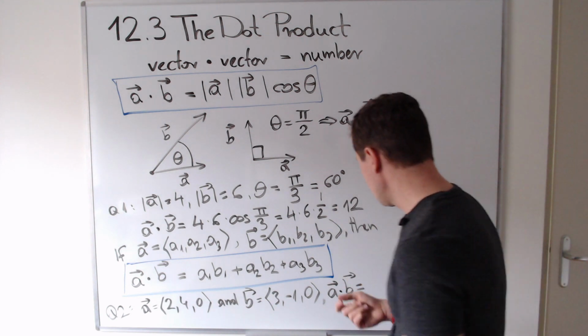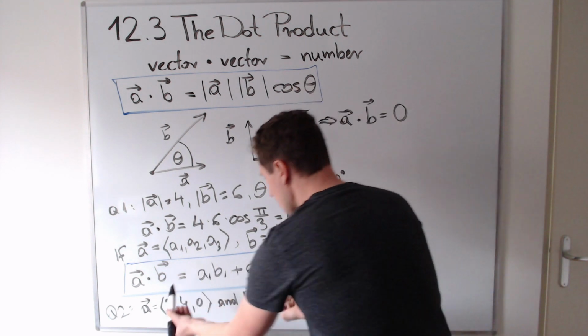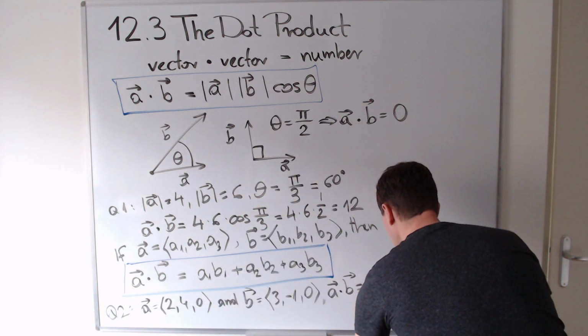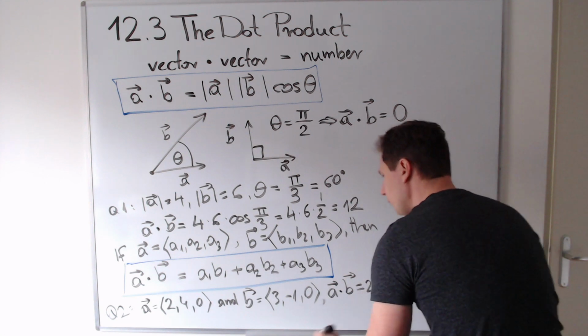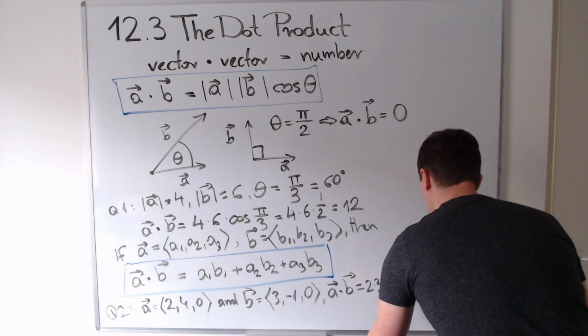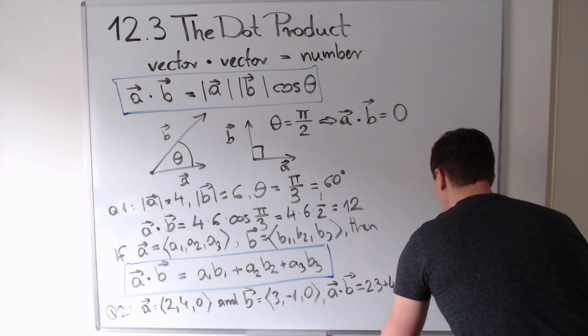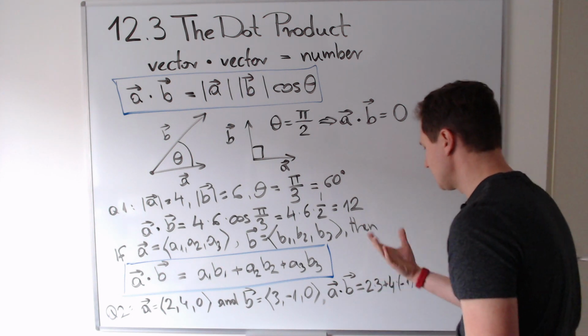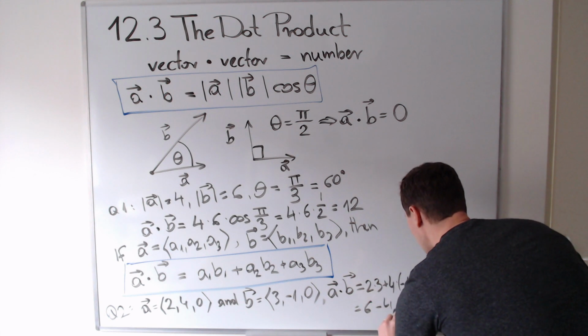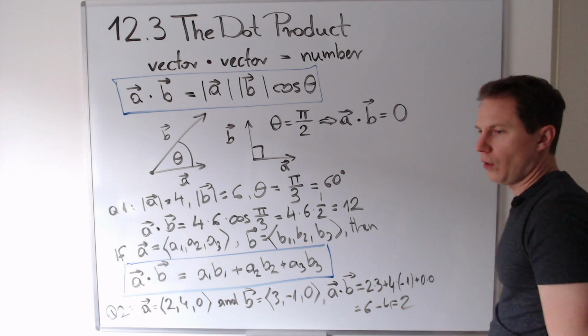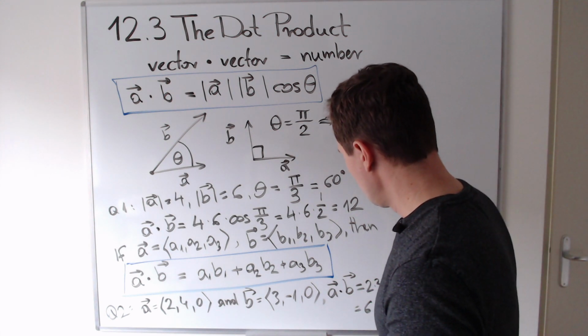Okay, I hope you paused it. All we have to do is just take the first components and multiply them. So 2 times 3, add to that the product of the second components, 4 times minus 1, and add to that the product of the third components, that's 0 times 0. So I get 6 minus 4, which is 2 for the dot product. Okay, I hope you got that right.